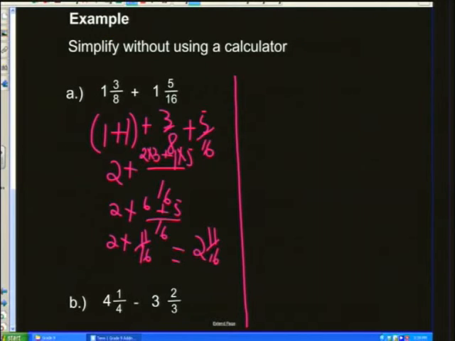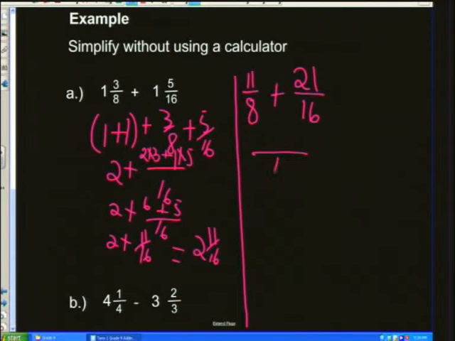So I'm going to change this to improper fractions. 8 times 1 is 8 plus 3 is 11 over 8. Plus 16 times 1 is 16 plus 5 is 21 over 16. Now, same procedure we've been following, the 4 steps.